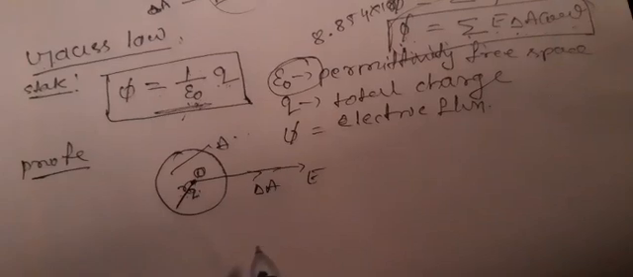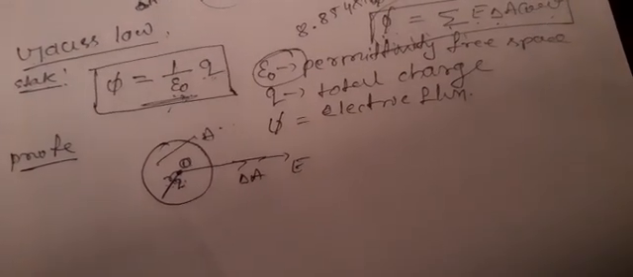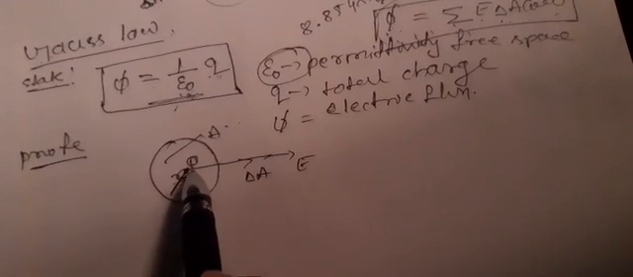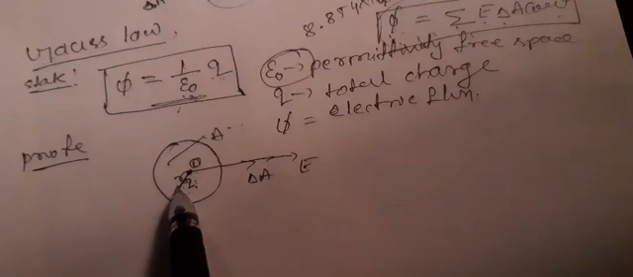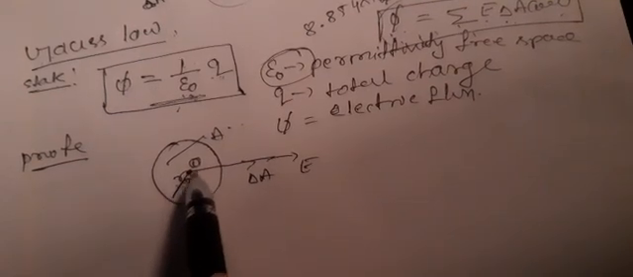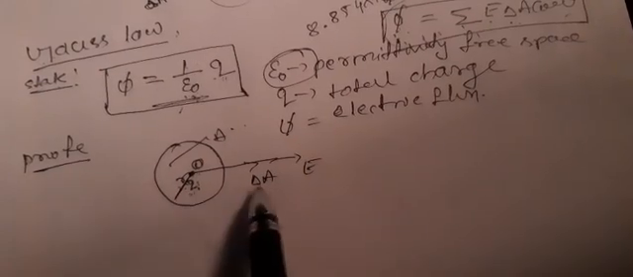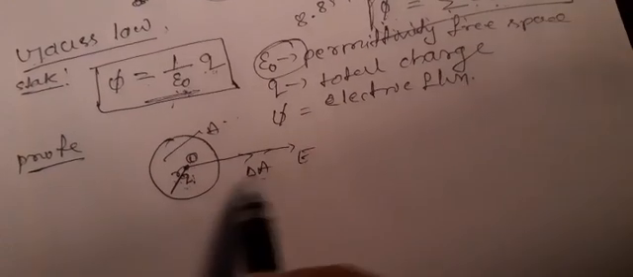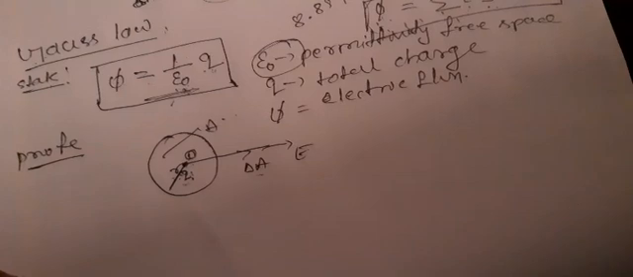This is the explanation. Consider the sphere, with the isolated positive charge Q acting at the point O, and the sphere of radius small r. The electric field line E travels horizontally, and delta A is called the surface area element. A is called the surface area.